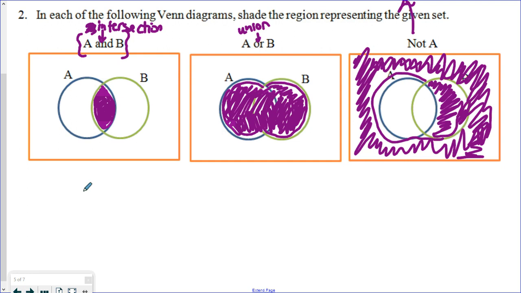Sorry, if you can't tell my shading, it's just whatever's not in the blue circle. So that's this part of the green and everything that's in the universal set that's not within A.